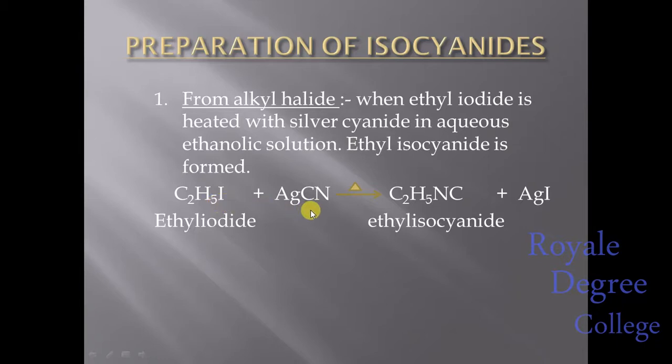In that we are adding silver cyanide, AgCN, and we are providing heat. Then from ethyl iodide, iodine is coming out. In place of iodine, from silver cyanide, the NC group is turning and attaching to the ethyl group as NC. NC is nothing but the isocyanide. C2H5 is ethyl, so it is named as ethyl isocyanide. Another product we are getting: Ag remains here, and that Ag will react with iodine and we get silver iodide.